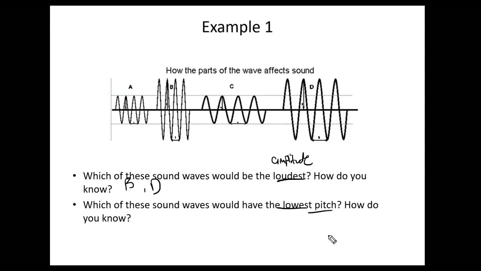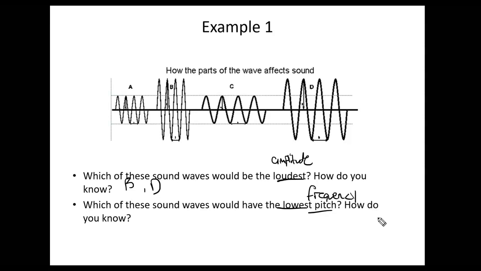And so to answer that question, you would have to think, okay, what factor of a sound wave affects the pitch? And that would be the frequency. The lowest pitch corresponds to the lowest frequency. And so remember, frequency is how many waves pass a point per second. Okay, in other words, which waves are the most bunched up?